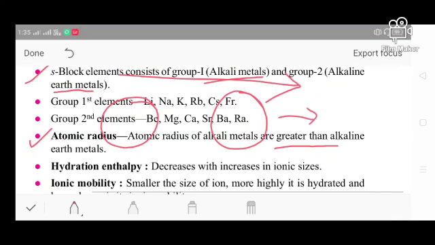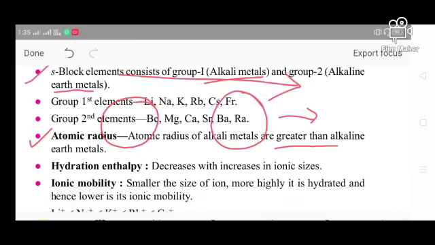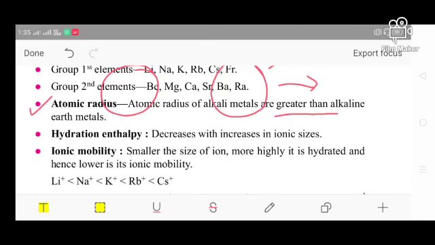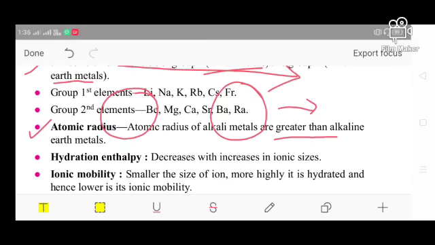Why is it decreasing? Because the nuclear attractive force on the electrons increases, so the electrons are attracted towards the nucleus, and as a result the atomic size decreases. Whenever the atomic number increases, the atomic size decreases. That means when we go from left to right, the atomic size decreases. So this is the reason behind it.